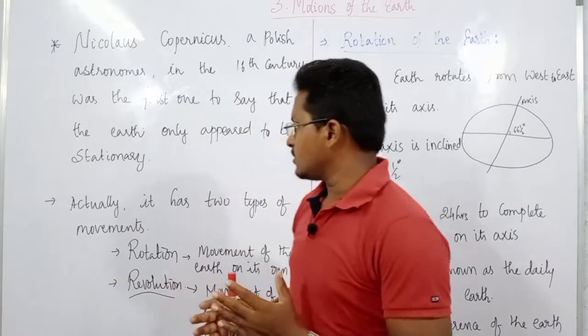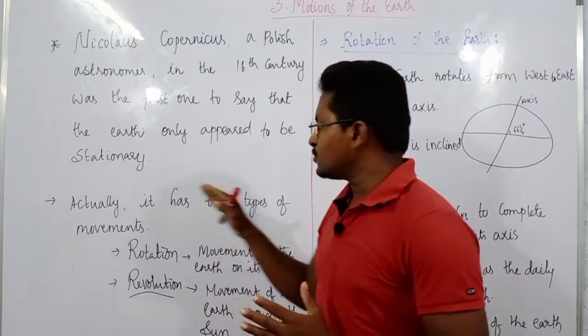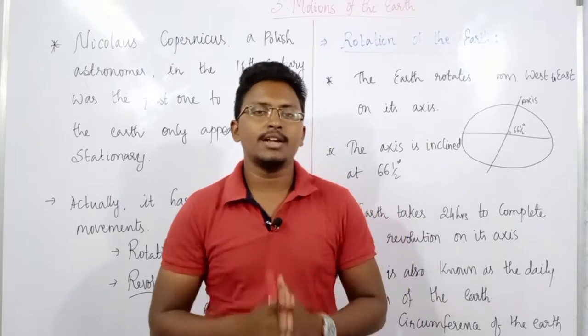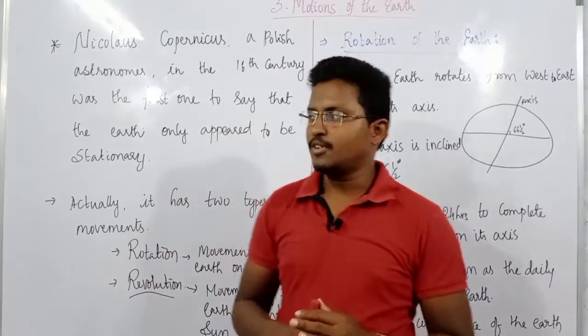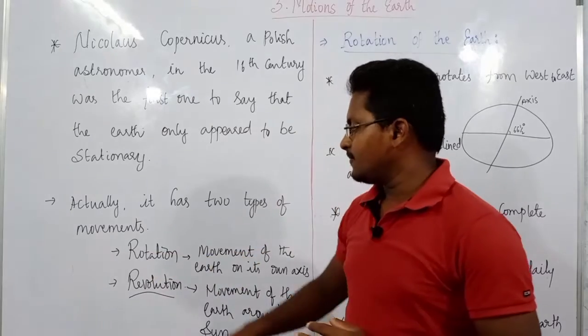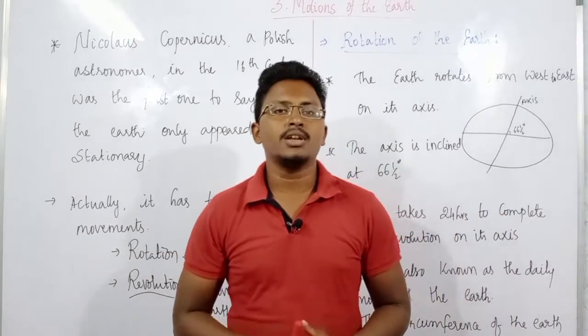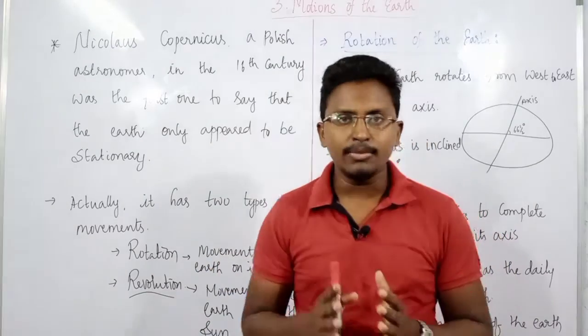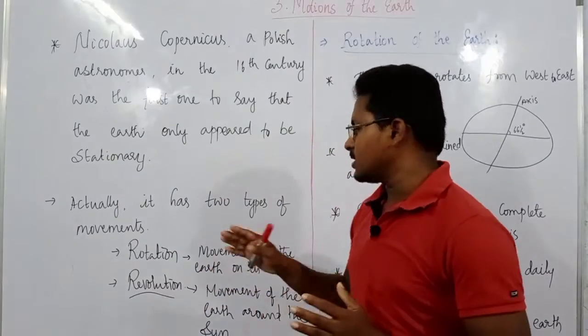He also told that our earth has mainly two different types of motions. What are these two different types? One is rotation, the second one is revolution. What is rotation? What is revolution? Rotation means movement of the earth on its own axis.